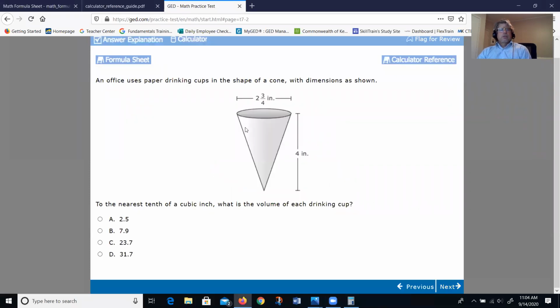So our next question is, looks like geometry, just by seeing the picture. The office used paper drinking cups in the shape of a cone with the dimensions given. So this distance across here would be considered a diameter. This is going to be the height of the cone, the 4 inches. To the nearest cubic inch, what is the volume of each drinking cup? So again, the unknown is going to be volume.